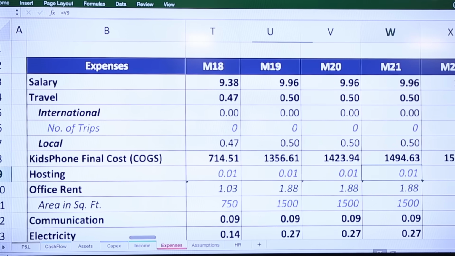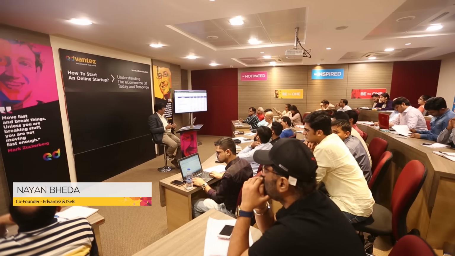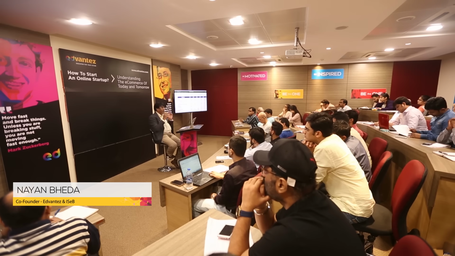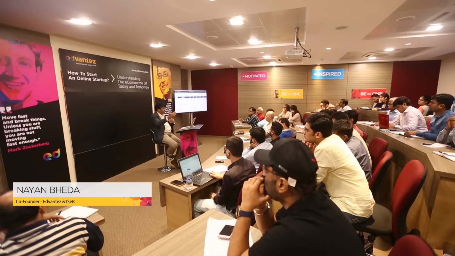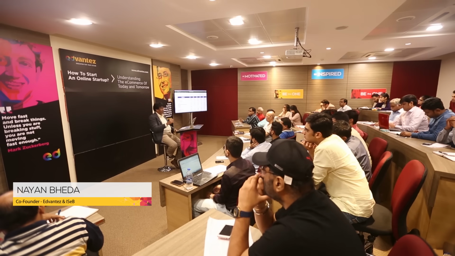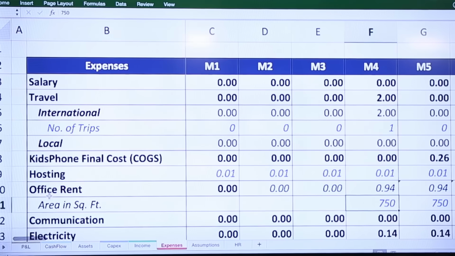Okay. Then office rent. Now what I'm doing is, I'd assumed that in 4th month I'll require office. When I start my business today, when we formally decide to start today, my cost starts today. But by the time I set up everything, I'll look for a place. 4th month I am going to take office. How much office am I going to take? 750 square feet. Right? Remember we had taken a rent assumption of 125 per square foot. Right? So 94,000 rupees comes as my monthly rental.